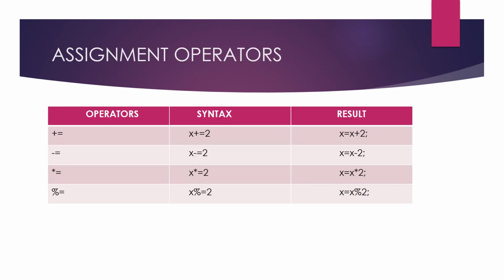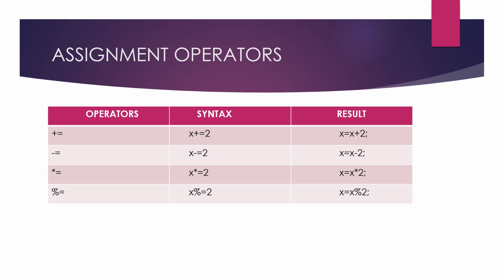Lastly, we have the assignment operator. The assignment operator is responsible for assigning values to a variable. While the equal sign is the fundamental assignment operator, C language also supports other assignment operators that provide shorthand ways to represent common variable assignments. It is also known as a shorthand assignment operator.